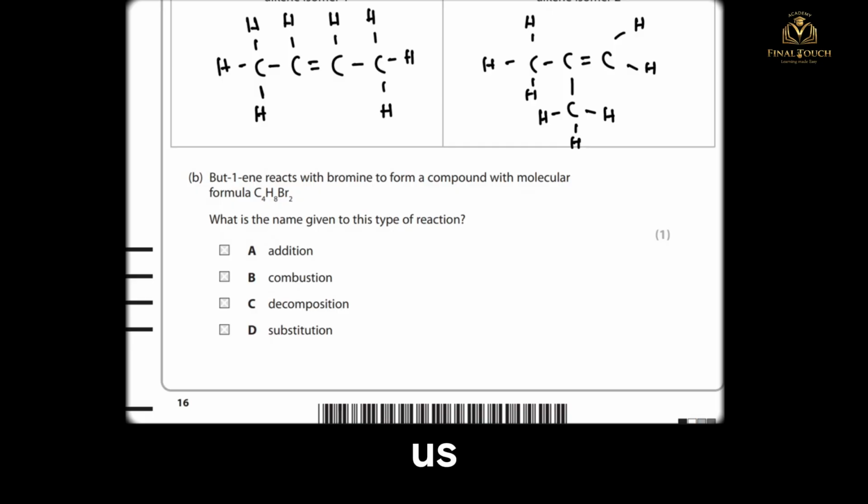So part B tells us but-1-ene reacts with bromine to form a compound with molecular formula C4H8Br2. What is the name given to this type of reaction? Since bromine was added, we can just simply say it was an addition reaction.